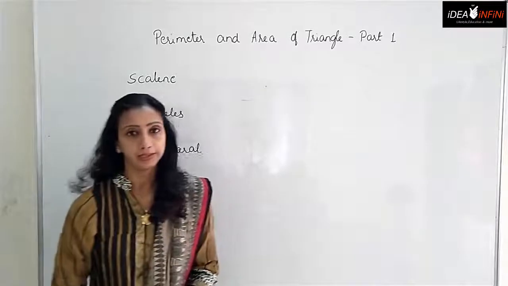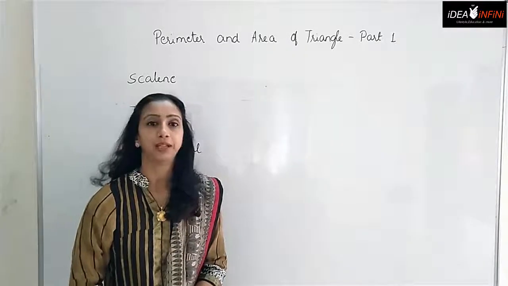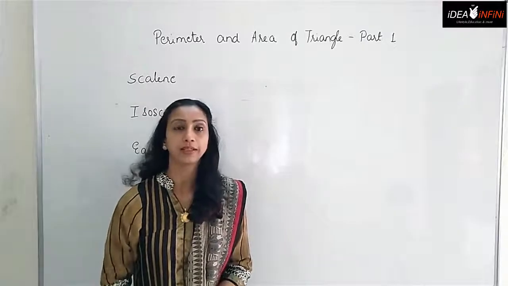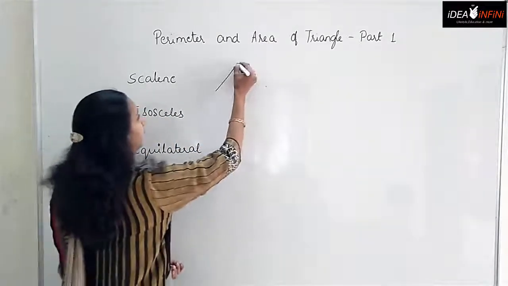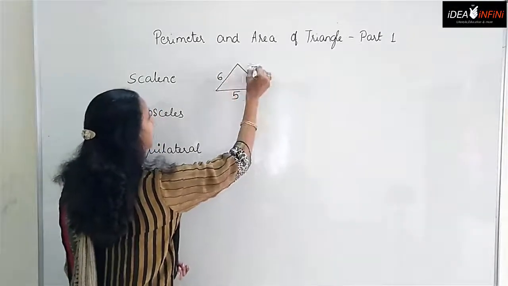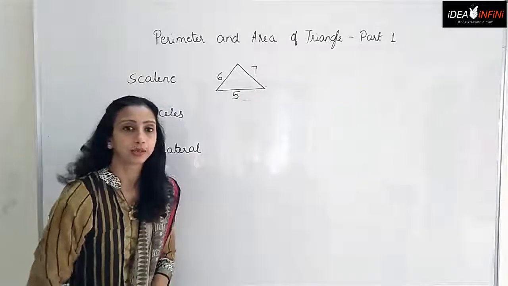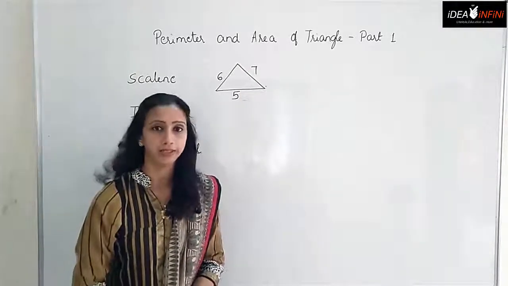What is a perimeter? Perimeter is basically the boundary of any figure, any closed figure for that matter. In a triangle, suppose I have a scalene triangle here with the sides 5, 6 and 7. These are the three sides which are unequal. As I said, in a scalene triangle, all the three sides are unequal.